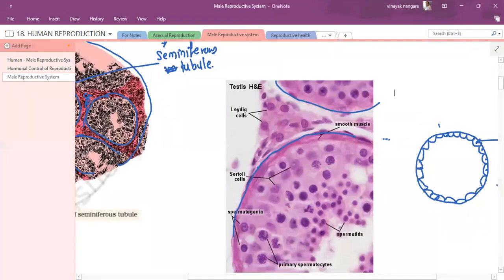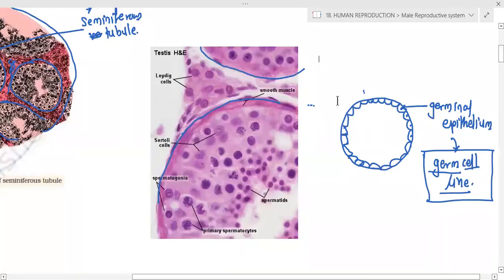Yeah, so this is what we were studying yesterday. It is the internal structure of the seminiferous tubule. This structure, whatever you see over here right now, it is a section. It is a micrograph, a photograph under the microscope.